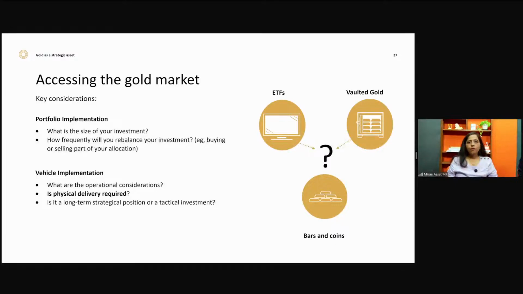I think it's important for investors to understand what it is that they need the gold for, what is the size of the investment, and how frequently will you be rebalancing your portfolios. Would you need physical delivery? Do you need to touch and feel the gold, in which case you have bars and coins? You also have gold-backed products such as ETFs, which are regulated today, and you have vaulted gold.